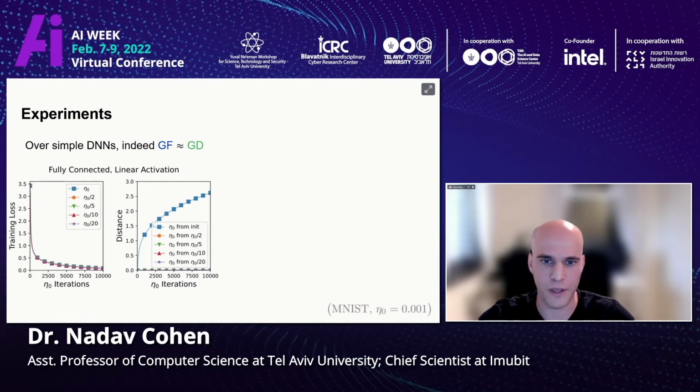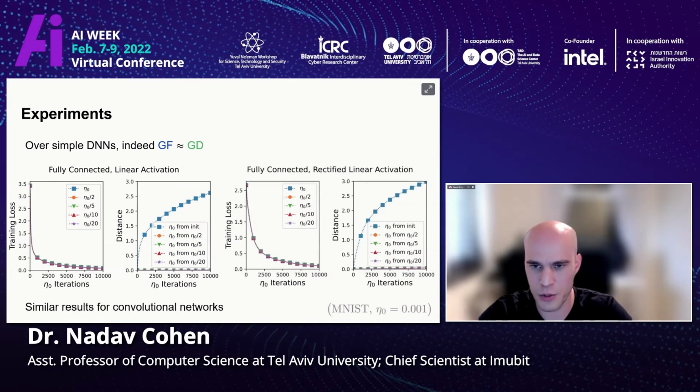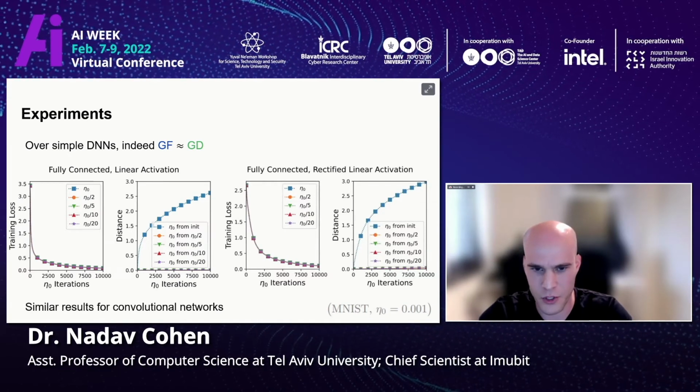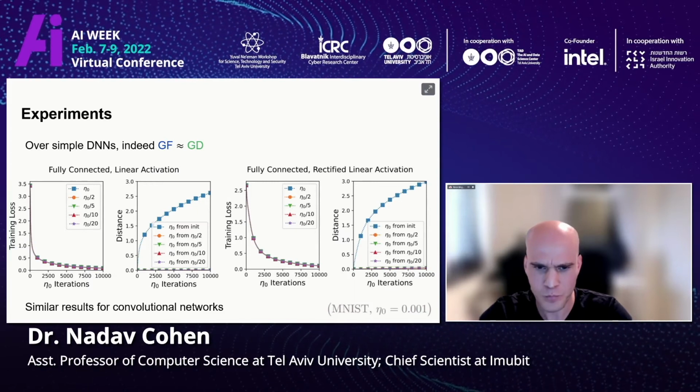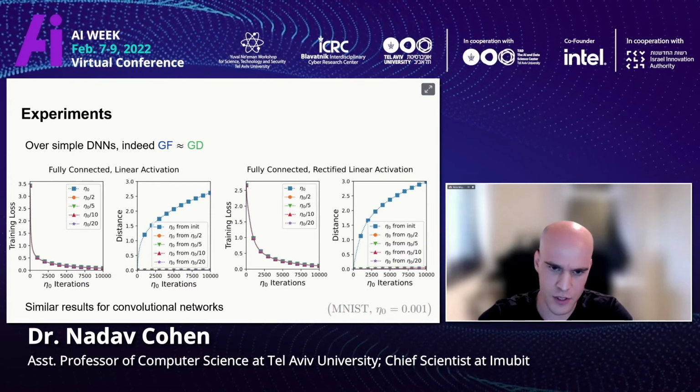And this doesn't only happen with linear activation, it also happens with ReLU activation, and with convolutional networks. As long as the model is homogeneous, this happens. So it suggests that at least in simple settings, gradient descent is close to the continuous limit.